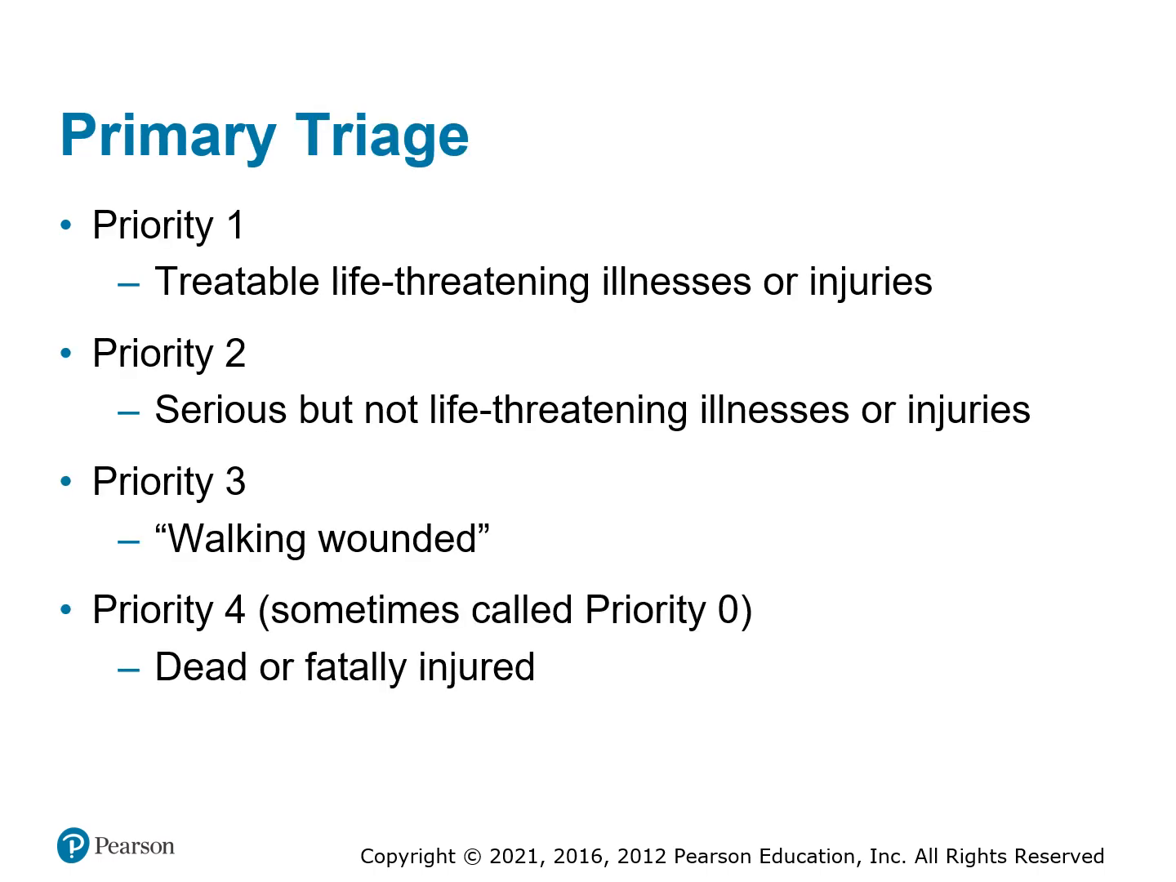The most knowledgeable EMS provider typically becomes the triage supervisor. So primary triage: we have priority 1. This is a treatable life-threatening illness or injury. Priority 2 is serious but not life-threatening. And priority 3, which is walking wounded. Priority 4, sometimes called priority 0, they are dead or fatally injured.